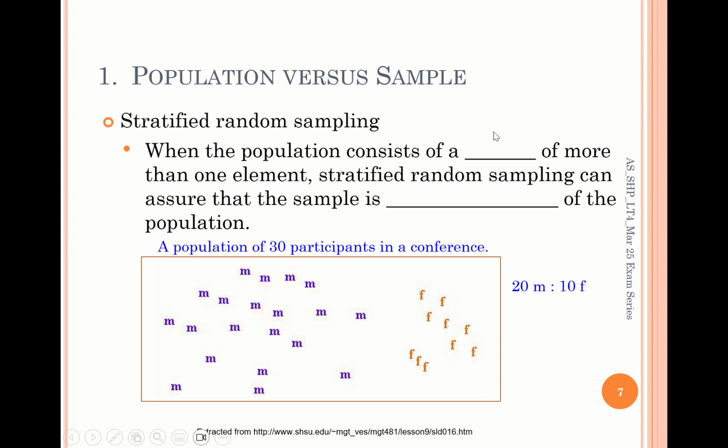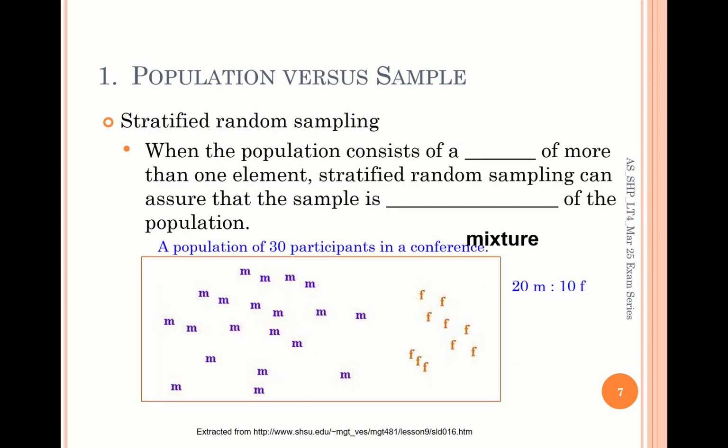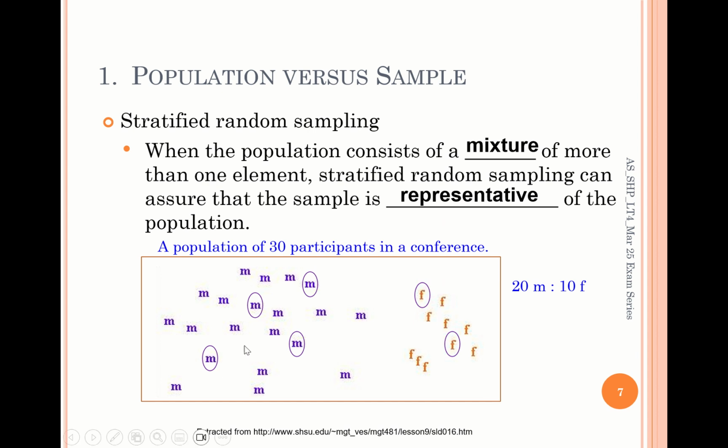Okay. So when the population, the whole thing here, consists of a mixture of more than one element, that means very distinct groups, you can divide into male and female, for example. Whereas these boxes here, you cannot. Okay. So in this case, you can divide them into groups first, and after you divide them into groups, you select a sample from each group. So you select from the male group randomly, you select from the female group randomly.